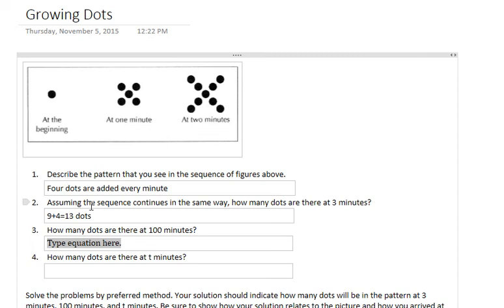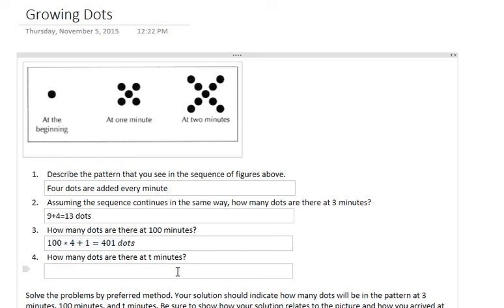The way that I figured this out at the beginning was that at every minute there are going to be 4 more dots added on, and then we have to account for the 1 at the end. Here's what I did. I saw that for every minute, there are 4 more dots. See how I did that? For 100 minutes, we have 4 dots each minute, plus the 1 at the beginning, so we get 401 dots.